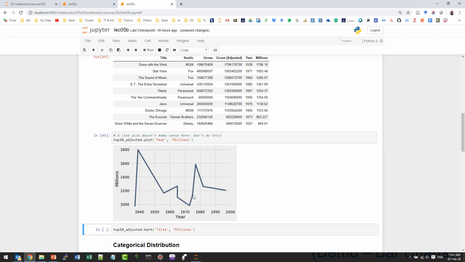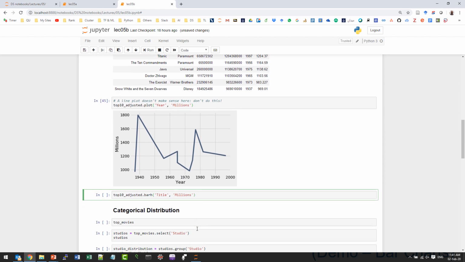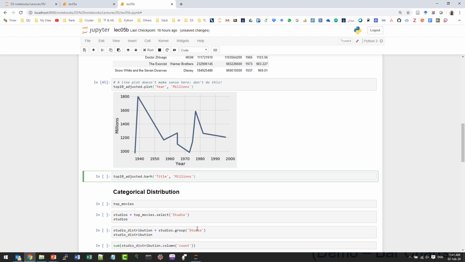Doesn't seem to, because it's the years. We are not measuring the same gross for the same movie or something like that. So it doesn't make any sense to use a line plot here. The years here are not sequential, in that context. So it's better to see the relationship as a bar chart.